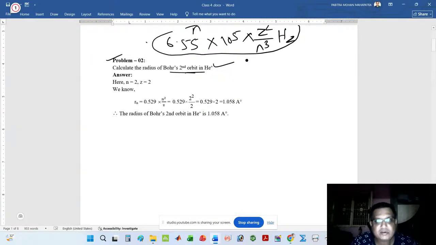Look at the question. Calculate the radius of Bohr's third orbit in He+. Here Bohr's second orbit is given. Again, I want to repeat the question: calculate the radius of Bohr's second orbit in He+. Bohr's second orbit is given, so n is equal to 2. Since helium is given, Z is equal to 2. We know Rn is equal to 0.529 into n square by Z.